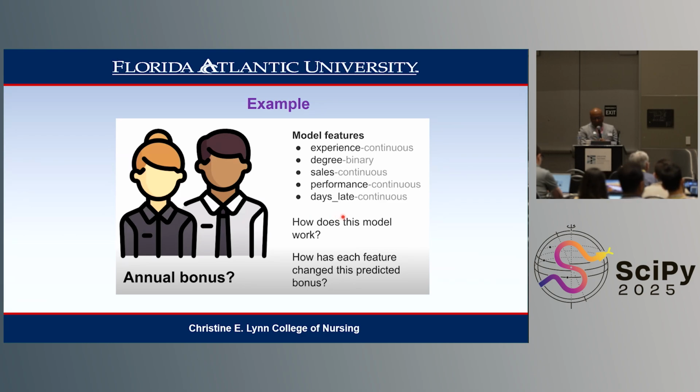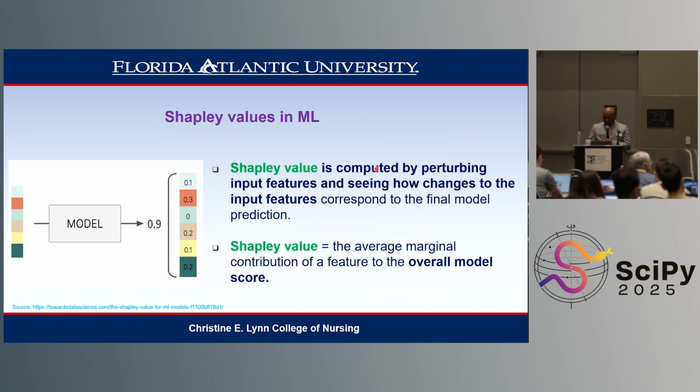So the model features are based on experience, degree, sales, performance, and days late. That data is either continuous or categorical. All are continuous except this degree, which is yes or no, maybe. Which features are the most contributing factors to the model outcome? So we see the features, the independent variables, go into the model and give these values. What does this value mean? So what is this about?